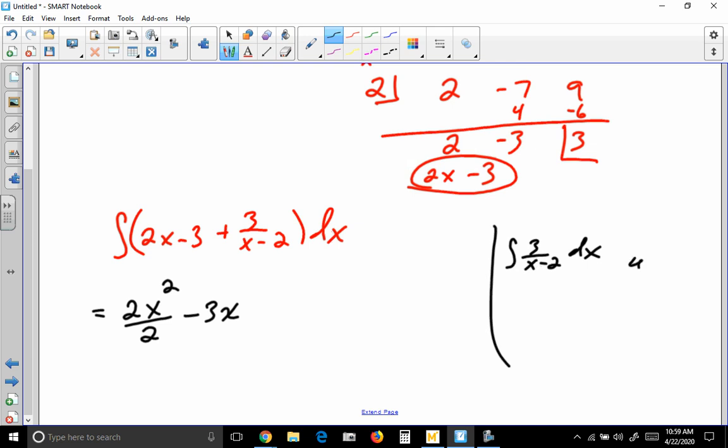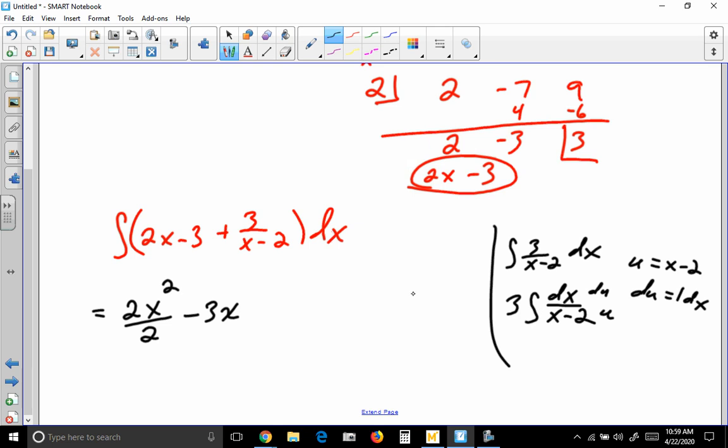the denominator is u. So du would be 1 dx. We actually have 3 dx. So that 3 is not needed, so we can just move it out front because it's just a constant. And then we have 1 dx, or dx, on top. So this is du over u.